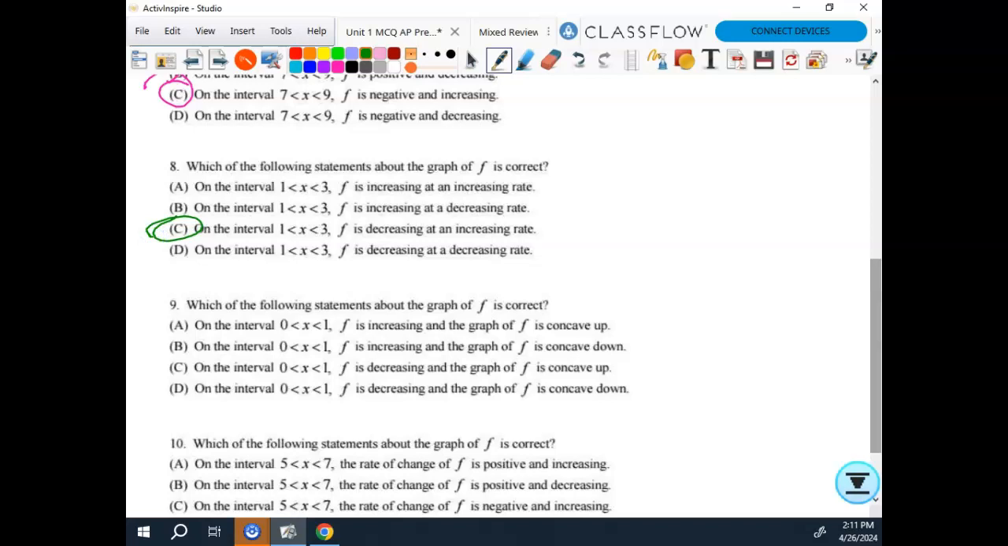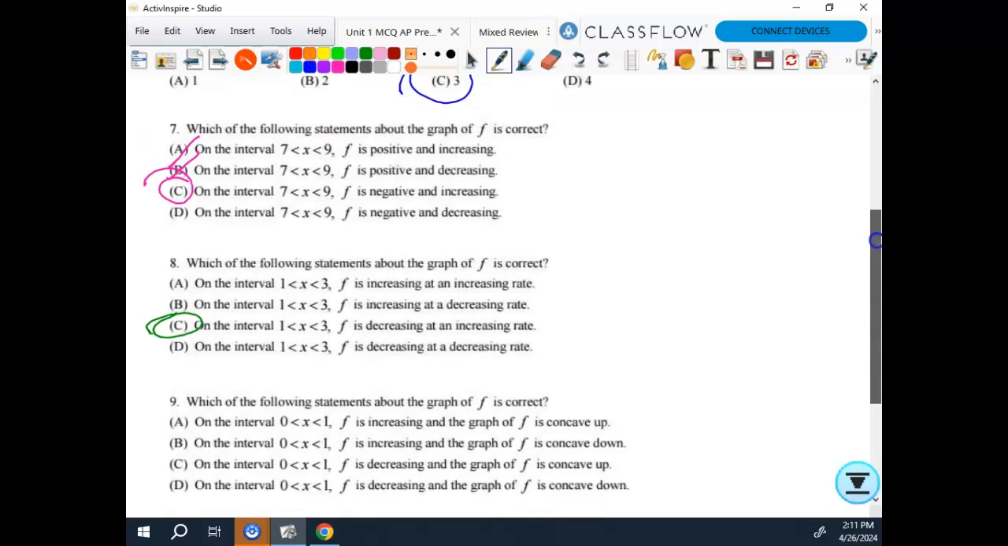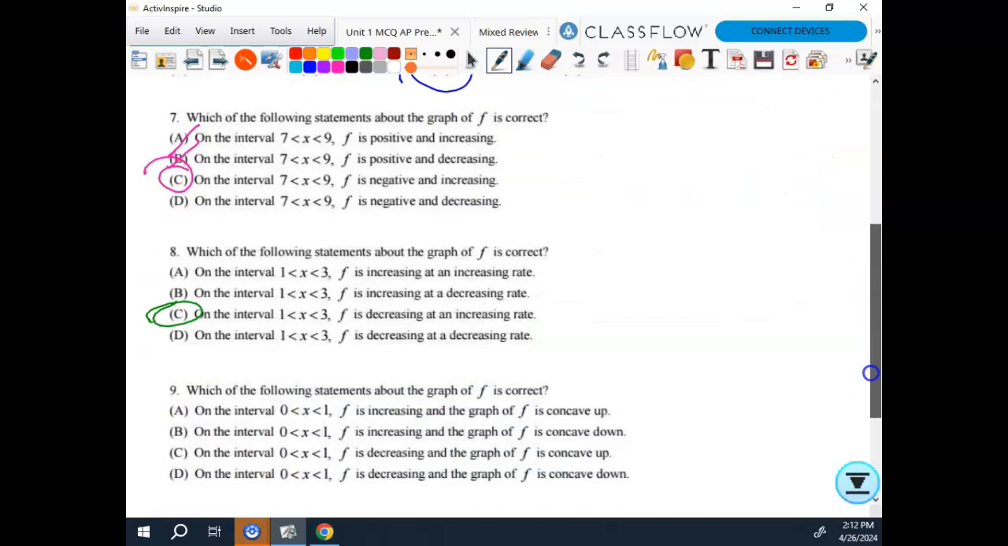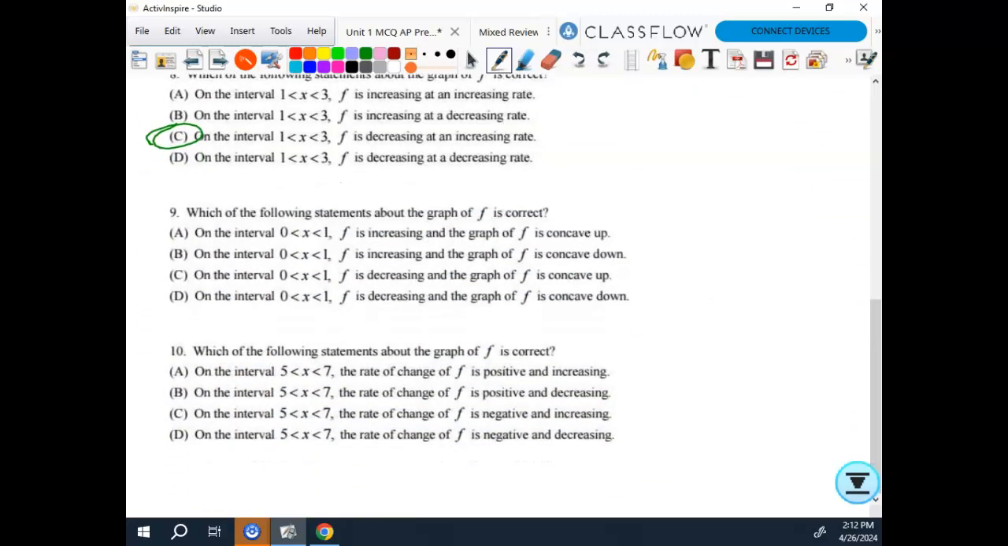Use that fun chart so that you are not overanalyzing things. Show me your answers for 9. The rate is not decreasing. The function is concave up, which makes the rate increasing. The function is decreasing, but the rate of change is increasing. Okay? All right, so what are your answers for 9?